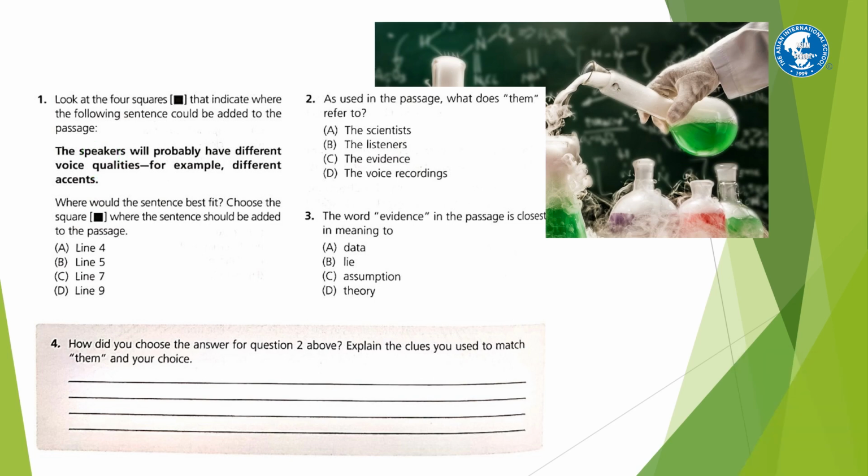Question number 2, as used in the passage, what does them refer to? Was it the scientists, the listeners, the evidence, or the voice recordings? The correct answer there would have been the voice recording, D. Number 3, the word evidence in the passage is closest in meaning to data, lie, assumption, or theory. The correct answer there would have been data, A.